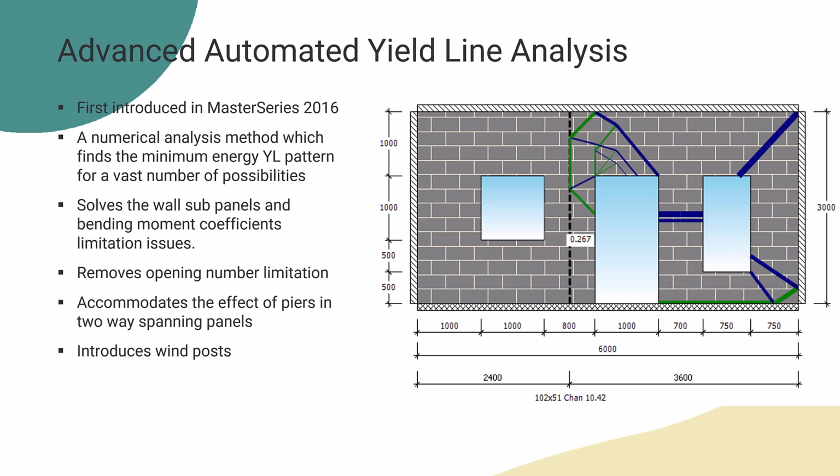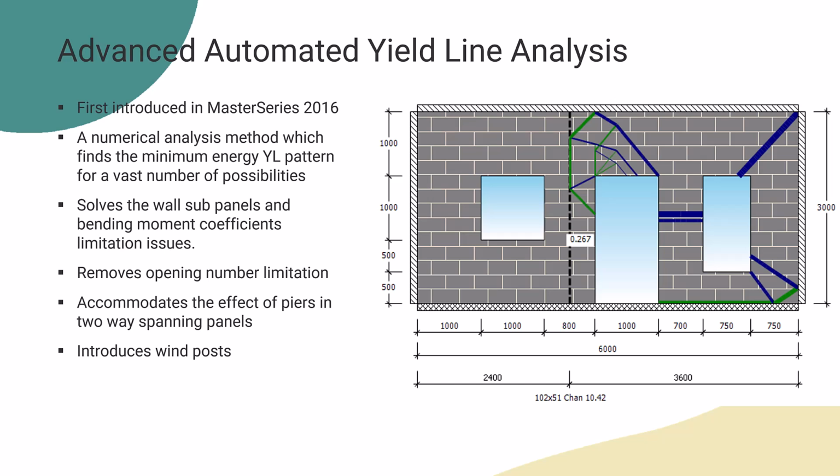This is analyzed as one domain, but it's found that the minimum energy yield line pattern has occurred on this side of the post. It effectively means that if there were another yield line pattern to occur here, it would be guaranteed to be less than the 0.267. So as one domain, this is the most critical pattern, which is all we really need to know.